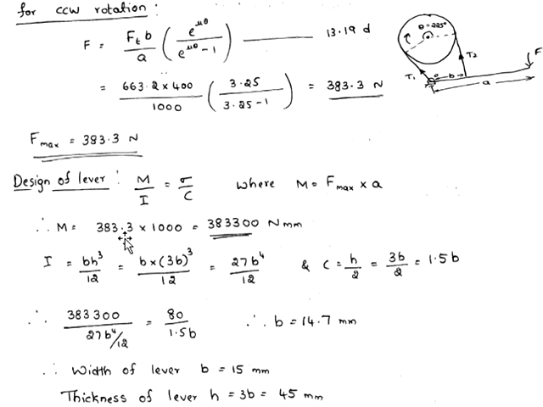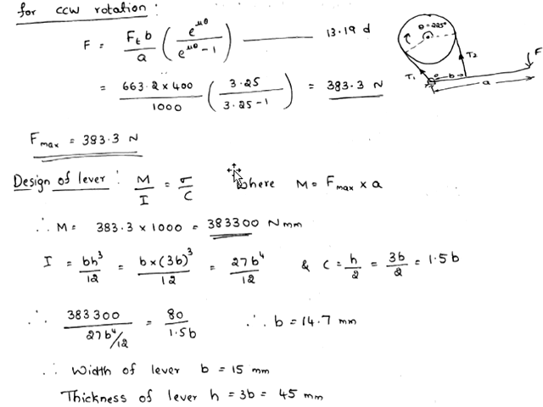Therefore M is equal to F max into length of lever, because I am applying force F here. Bending moment at lever is equal to force into perpendicular distance. So force into A. You will get M value here. I is BH cube by 12, but it is given that H is equal to 3B. Substitute and simplify. You will get I as 27 into B to the power 4 by 12. And in this equation, C is equal to H by 2. You can keep it in terms of B.